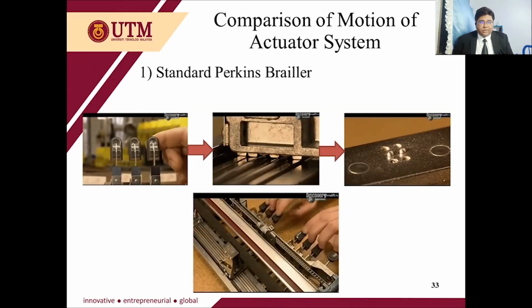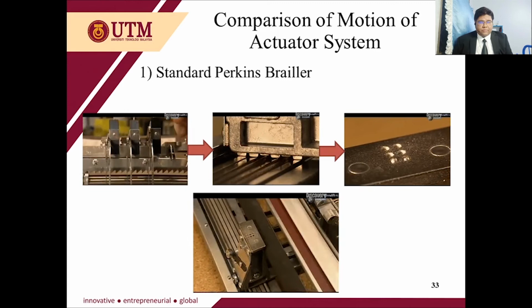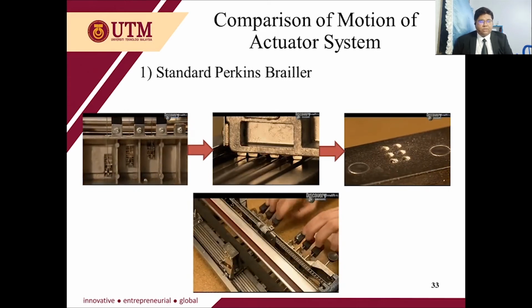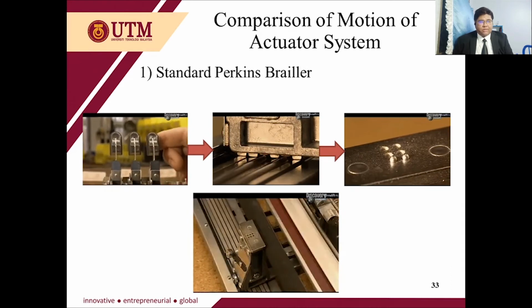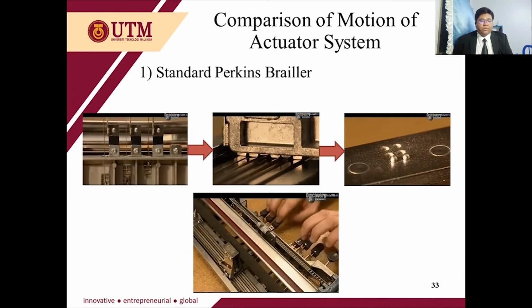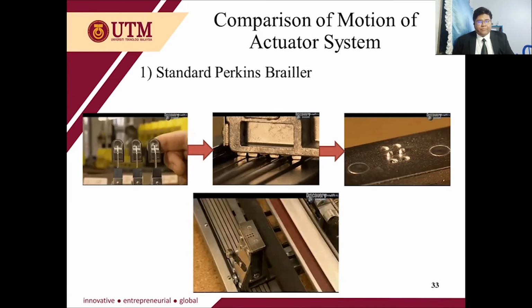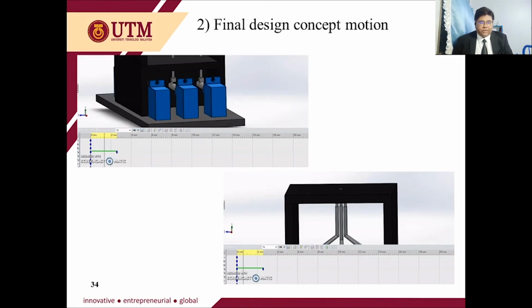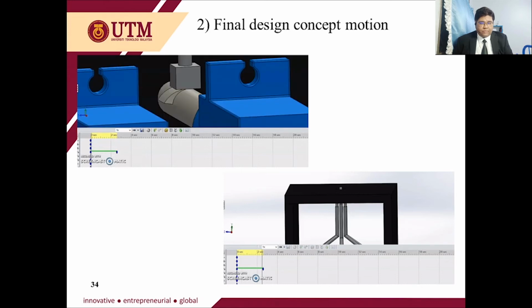Next is the comparison of motion of the actuator system. As you can see, when the key is pressed, the shaft will rotate to drive the embossing pin. The system is all in mechanical linkage, which requires high force to push the key. And the second one is the final design concept motion, which shows the motion of the final design of the actuator system. The shaft will rotate in an angle powered by the servo motor to drive the embossing pin.